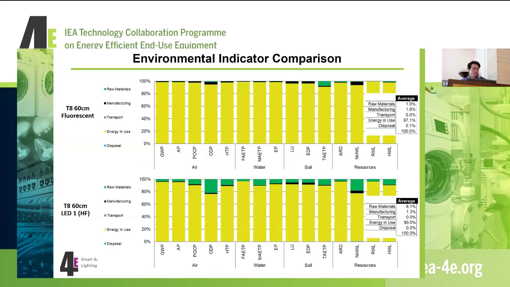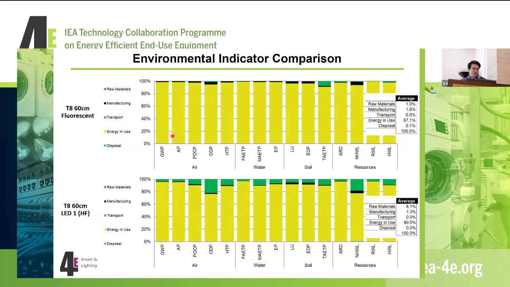Okay, so this is a snapshot just comparing 2 of the lamps, the T8 fluorescent baseline and the T8 LED lamp, just the first one, which was the high frequency ballast. And you see the yellow shaded, and sorry, there are 5 categories of impact. So there's raw materials, which is the little green section. There's manufacturing, which is the black. Transportation, which you can't even see. Energy in use, which is yellow. And then disposal, which is the blue.